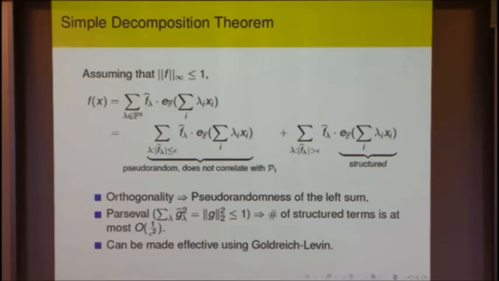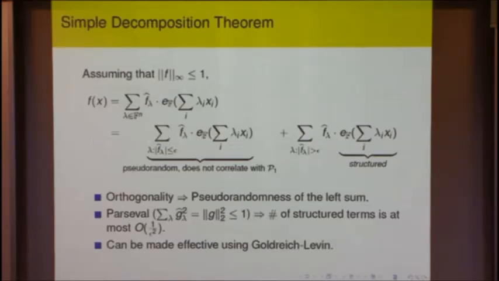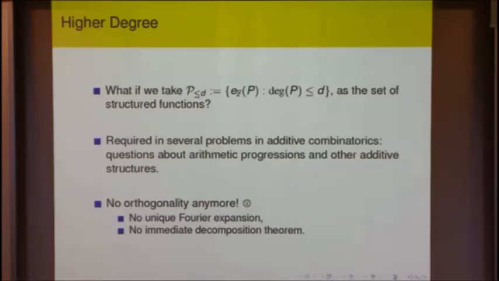Okay. So we want to do a similar thing for higher degree polynomials. So let's say P_d is the set of phase polynomials for polynomials which are of degree at most d. And this is the question that we'll study: how do we do decomposition with respect to this set of functions? So we want to take P at most d to be the set of structured functions, and we want to write a given function as a combination of these structured functions and some pseudorandom part. Okay.